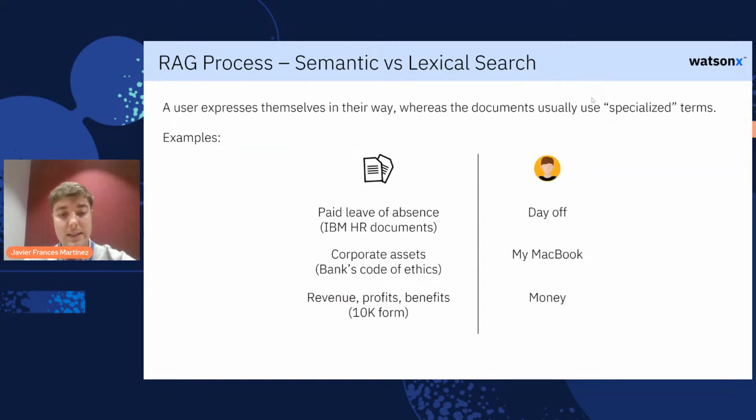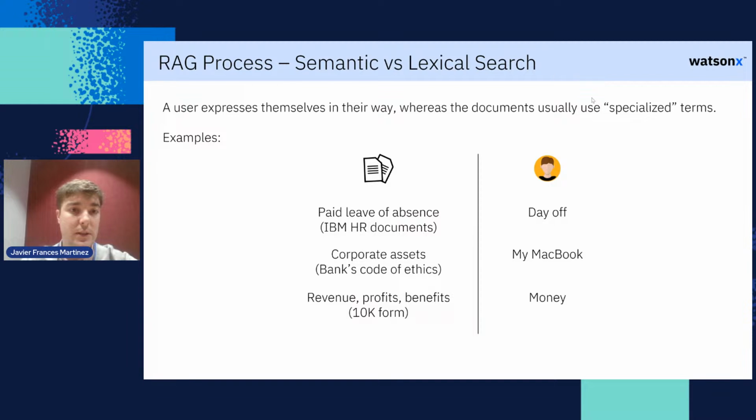I think a great example to know why semantic search is sometimes better and sometimes more flexible is the one we have here. So sometimes users will express themselves in a certain way. However, others, they will not use the specialized terms that are available in our documents. So for example, if I look at the IBM human resources document, for sure, I will see a lot of text talking about paid leave of absence. However, if I ask my HR bot a question, for sure, I will use the term day off instead of the other more specialized term. And so as you can see, lexical search might not be as flexible as semantical search because we are not looking into the context of the query, but rather into keyword searches.